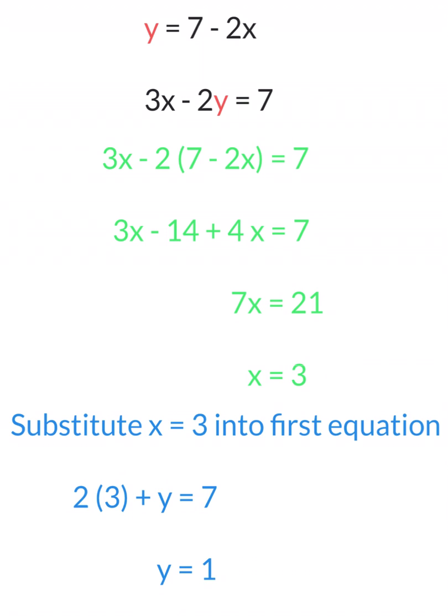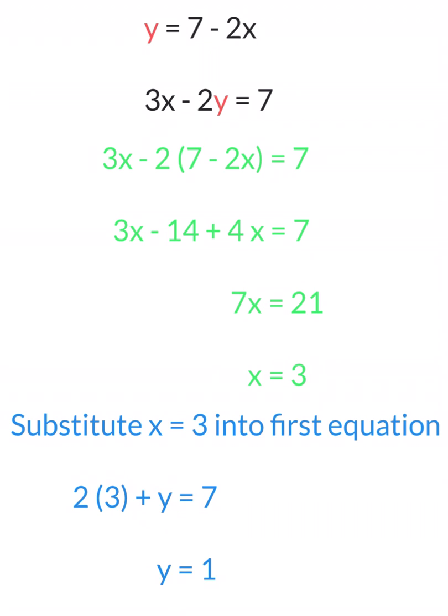Expand your brackets. 3x minus 2 times 7 is minus 14. Minus 2 times minus 2x becomes plus 4x equals 7. Collect like terms, and we'll also add the 14 over to the other side. So 3x plus 4x is 7x. 7 plus 14 is 21. Divide by 7, we get x equals 3.